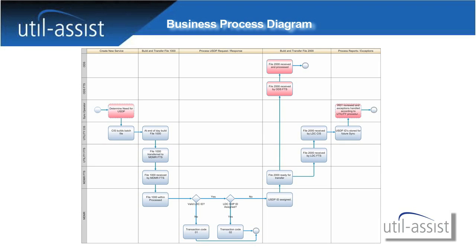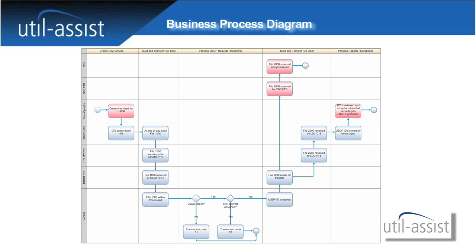A sync operator would trigger the process. The CIS system then would build a batch file. This batch file in the specs is referred to as file 1000. So this box is saying at the end of the day, build a file 1000. That end of the day is kind of a timing reference, and this will be determined by your business process.